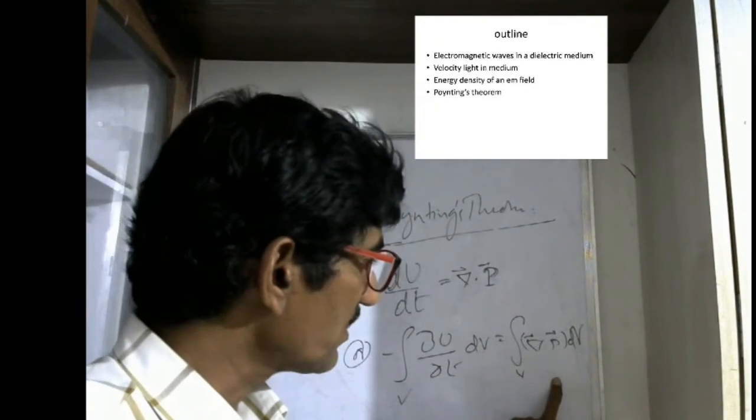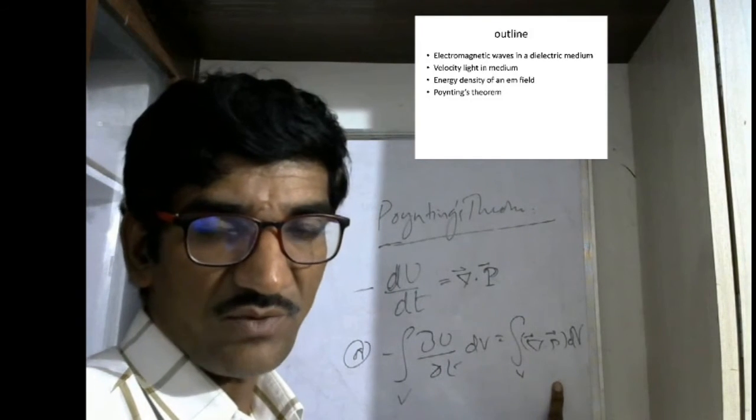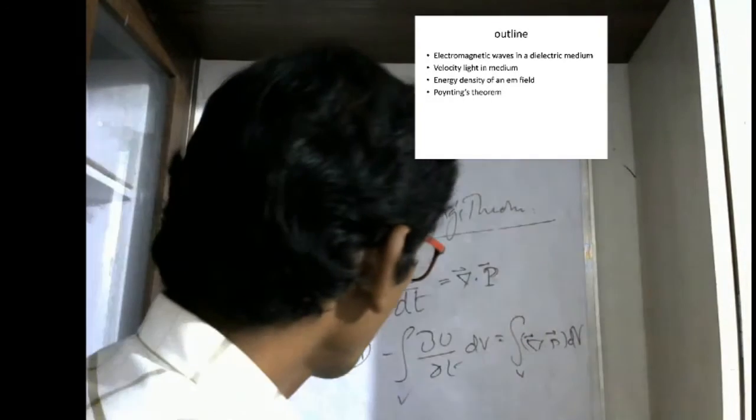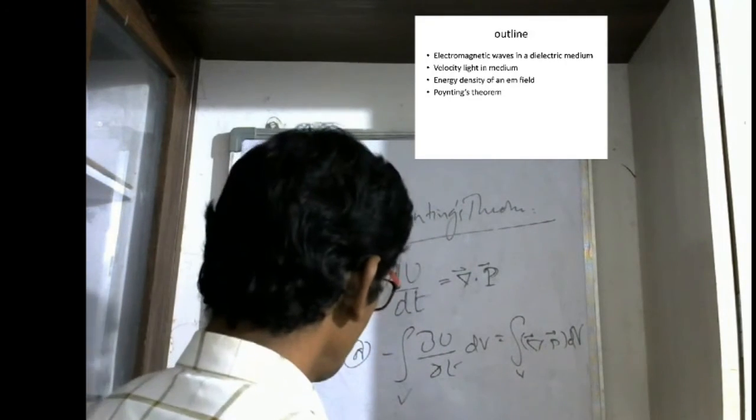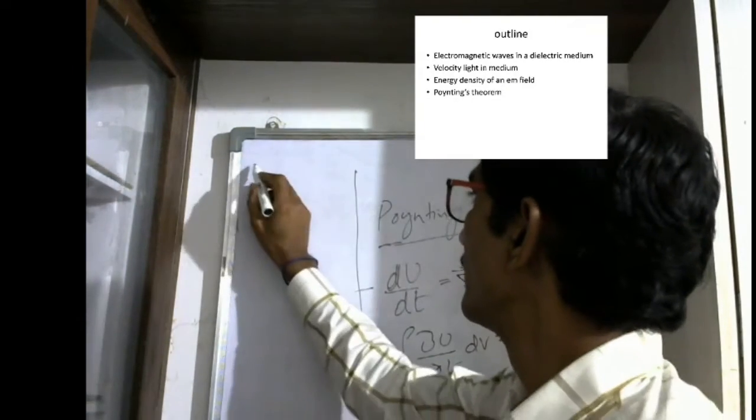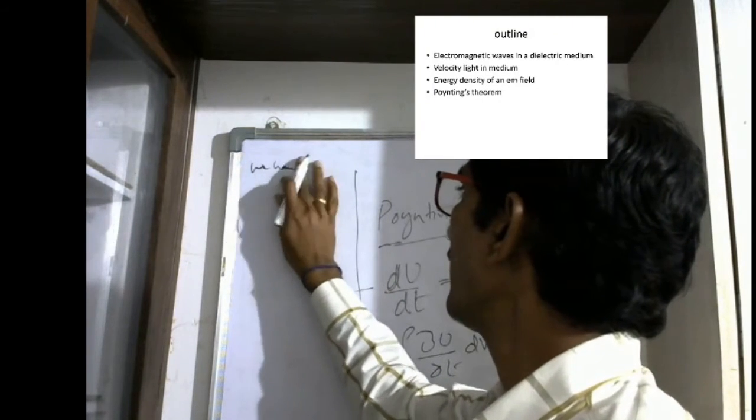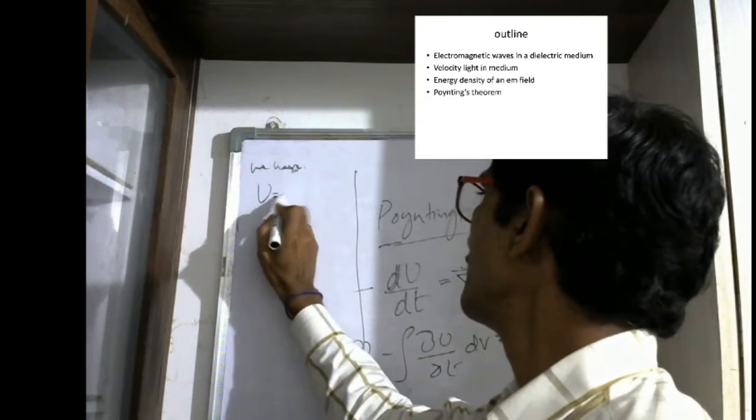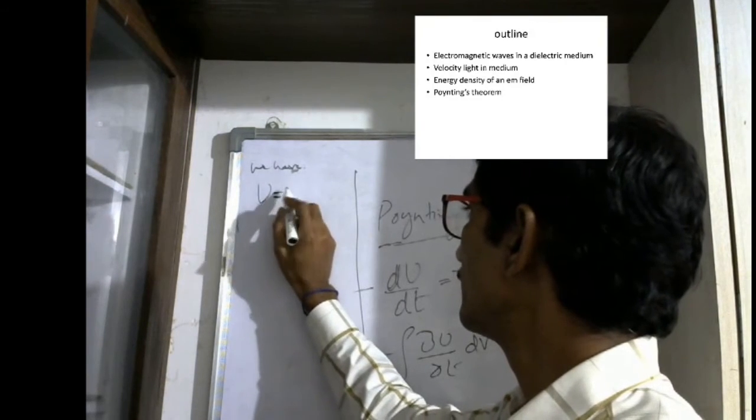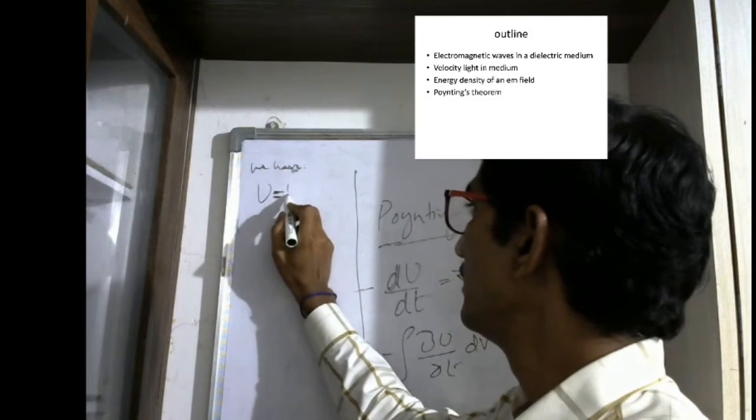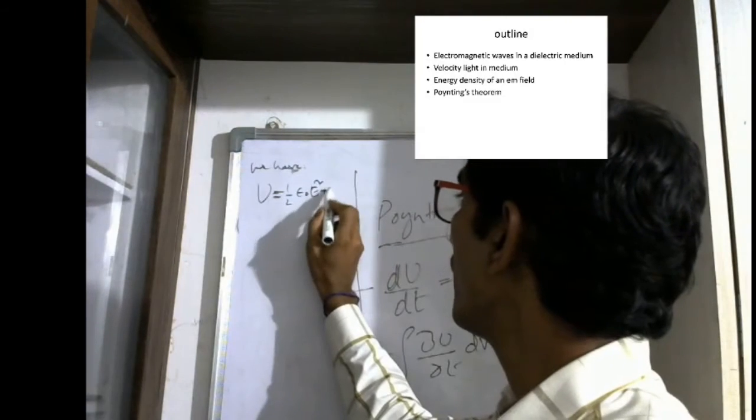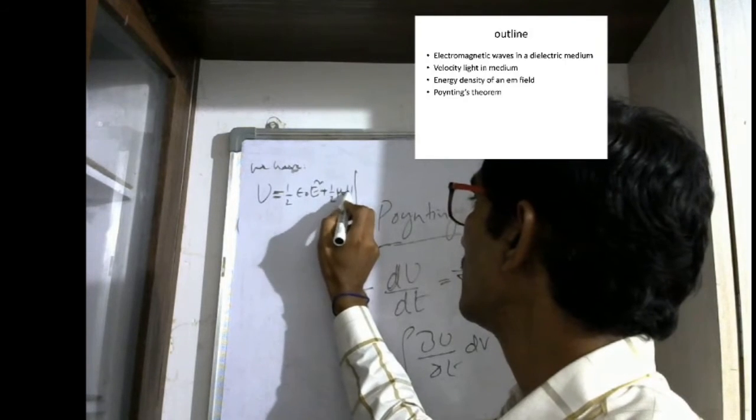Here you may convert this into a surface integral if you want. Now, what is U? We have U equal to, as we just wrote down, half of epsilon naught E square plus half of mu naught H square.